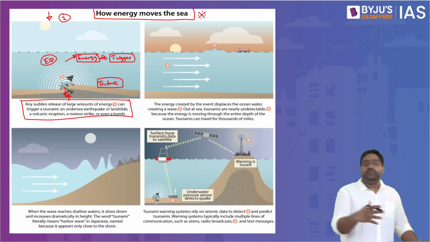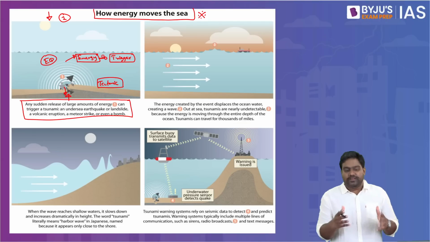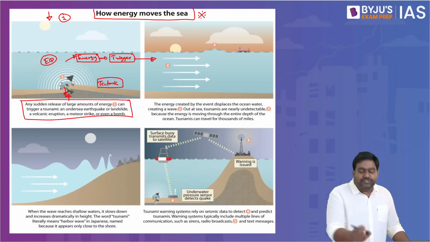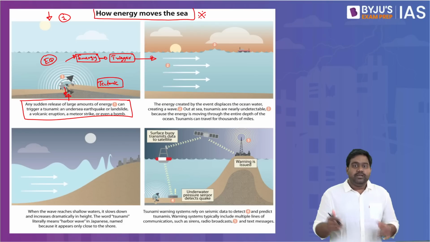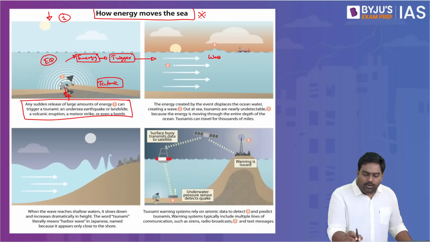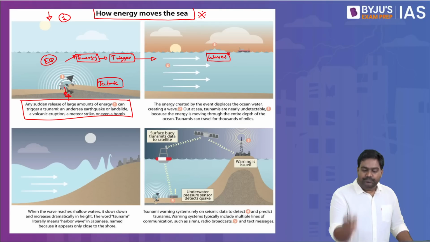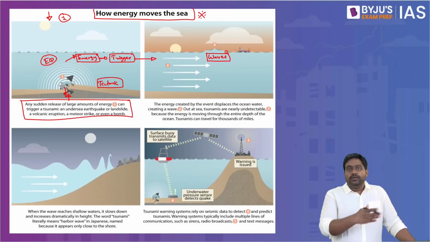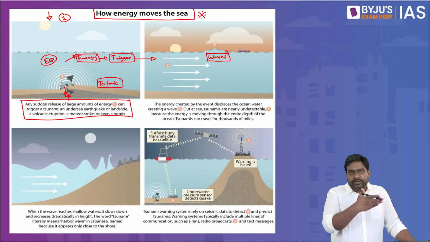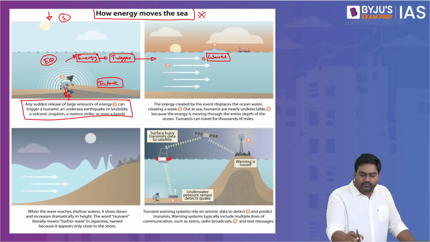Now, this energy which has been released, this massive amount of energy, will transfer to the water itself, and of course, the energy starts traveling. It starts traveling in the form of waves. Is that clear? The energy which was released by this event transfers to the water body and travels as waves, which we call a tsunami wave.